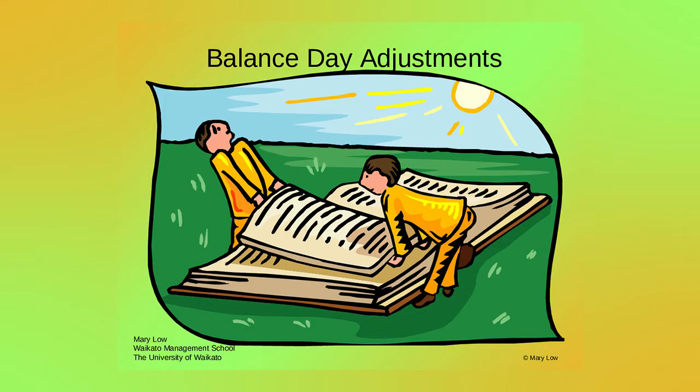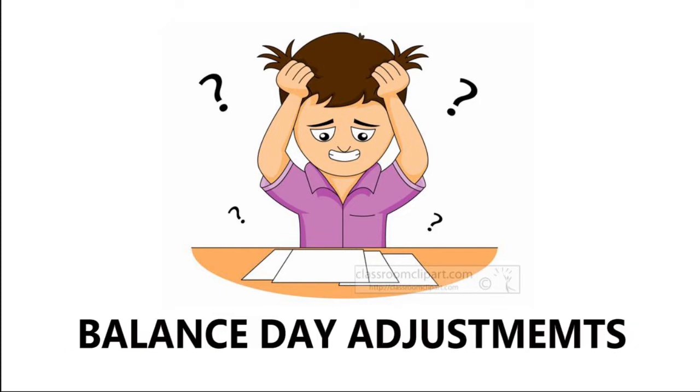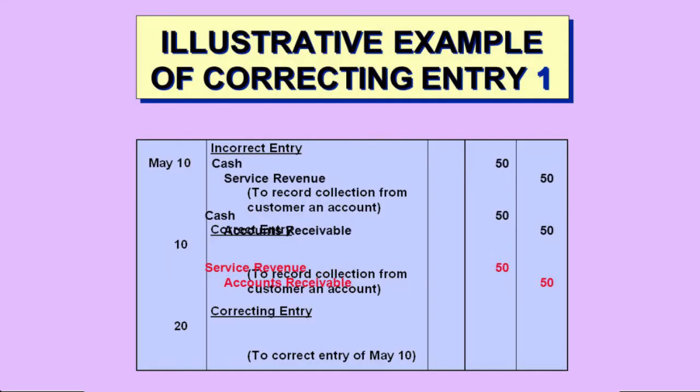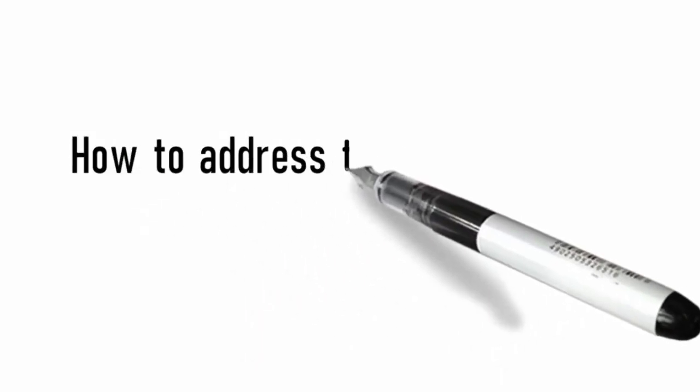First, I'd like you to think about the challenges you face when teaching balance day adjustments. These are my challenges. I find that students can't differentiate between accruals and prepayments. They can't identify the type of balance day adjustments, so therefore, they do not post balance day adjustments correctly to the General Journal. How to address these challenges?